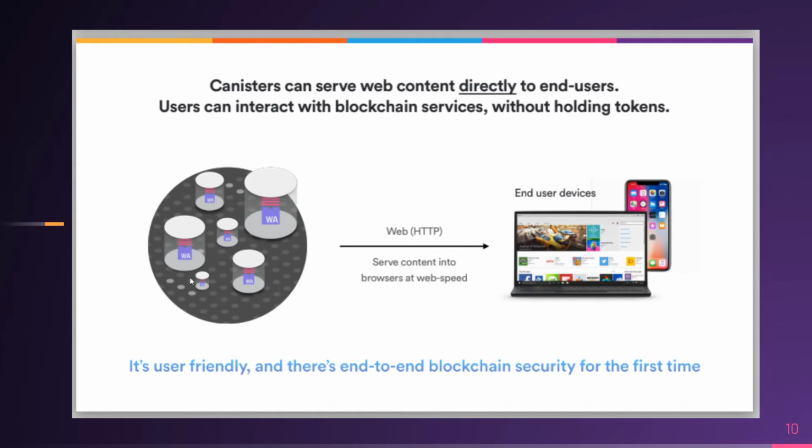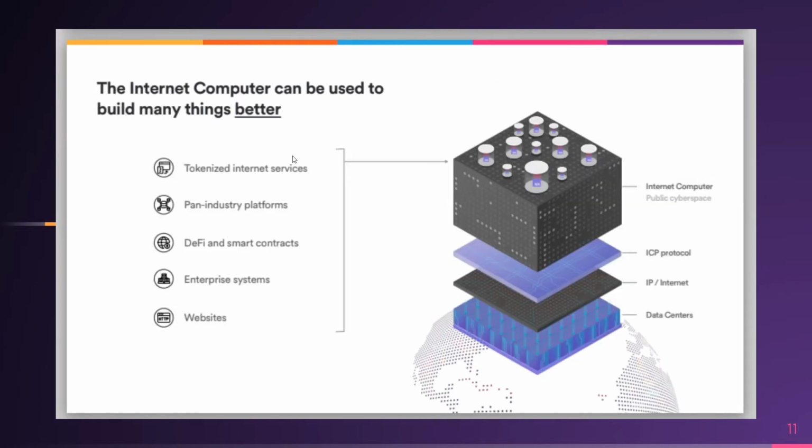So as you guys can see, just like what I said earlier, canisters are used to power the web HTTP, which is then directly fed to the end user's device. It's very user friendly and there's no end-to-end blockchain security for the first time. Some other things that the Internet Computer can be used for are tokenized internet services, pan-industry platforms, DeFi and smart contracts, enterprise systems, as well as websites.